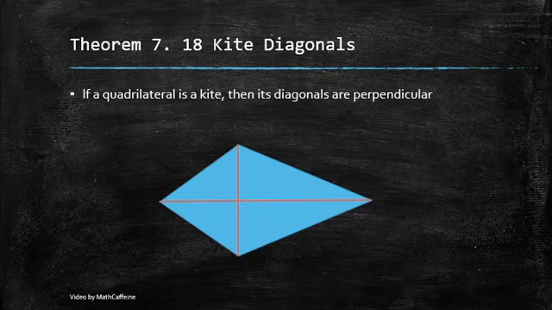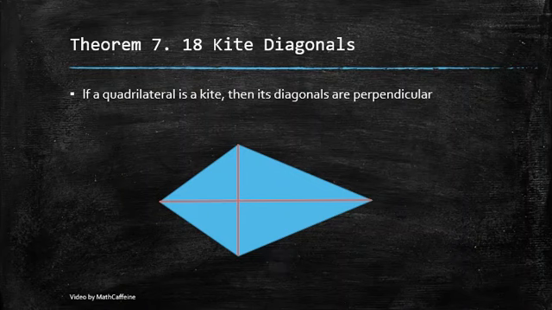A kite is a quadrilateral that has two pairs of consecutive congruent sides, but opposite sides are not congruent. Therefore, this line and this line are congruent, this line and this line are congruent, but the opposites are not. The kite diagonal theorem states that if a quadrilateral is a kite, then its diagonals are perpendicular. As you can see in this image, this quadrilateral is a kite, so we can conclude that the red lines, these diagonals, are perpendicular.